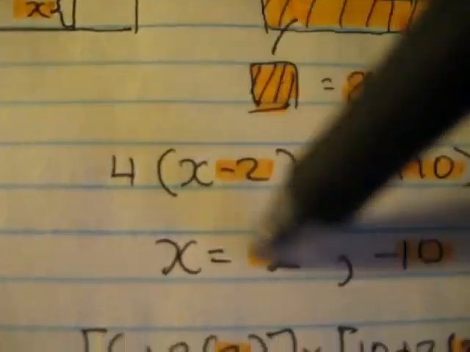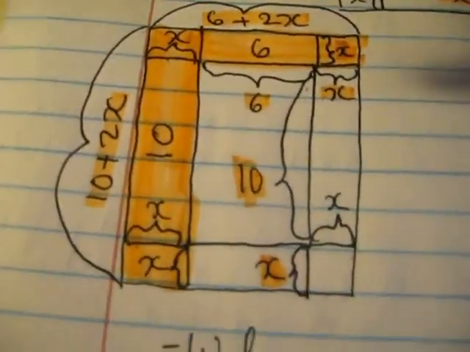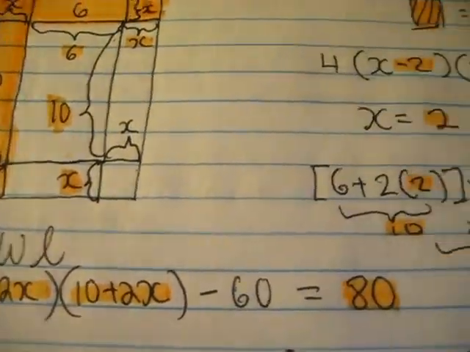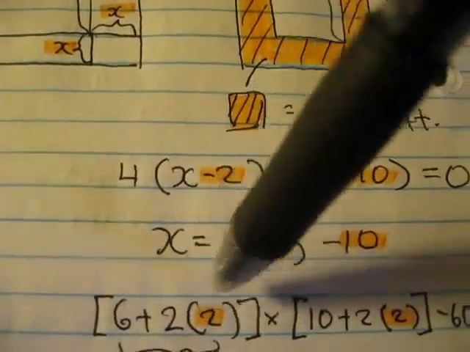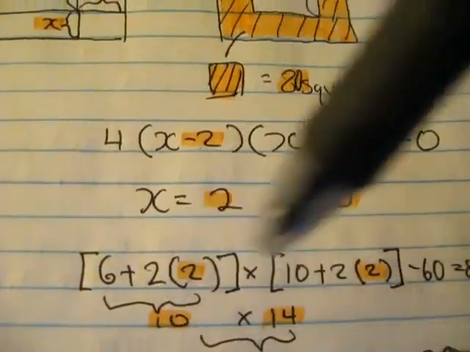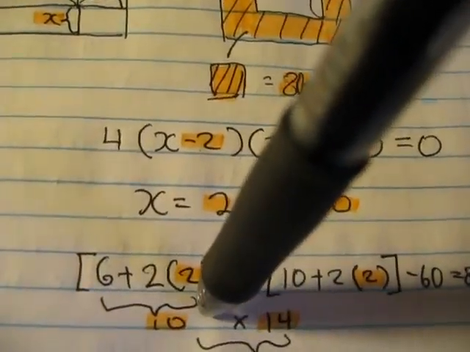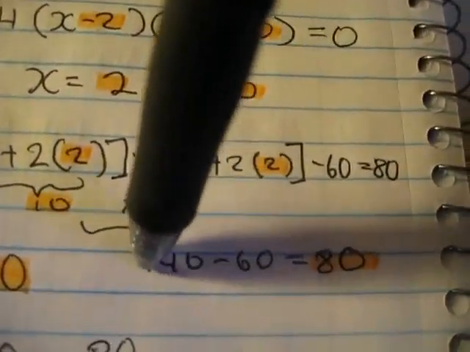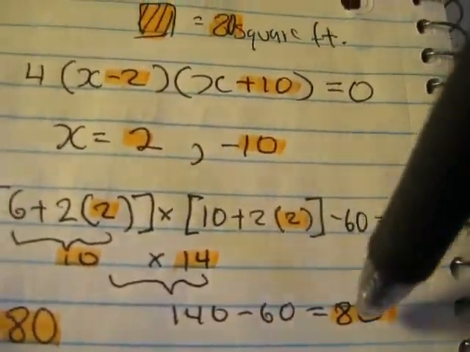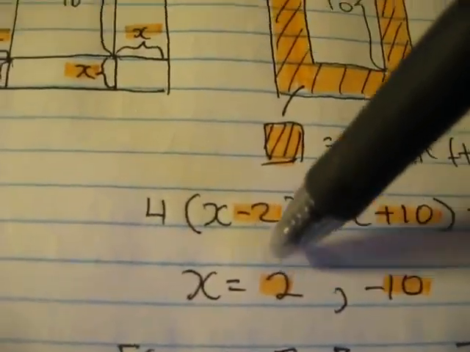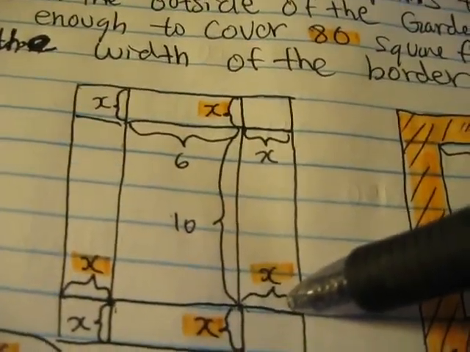Now we want to check if this is actually true or not. So we plug 2 into the equation that we had. So 2 times 2 is 4 plus 6 will equal 10. And 2 times 2 is 4 plus 10 will give us 14. So 10 times 14 will give us 140. And of course, if you minus 60, 140 minus 60 will give us 80. So we can conclude that the width of this uniform border will be 2 feet.